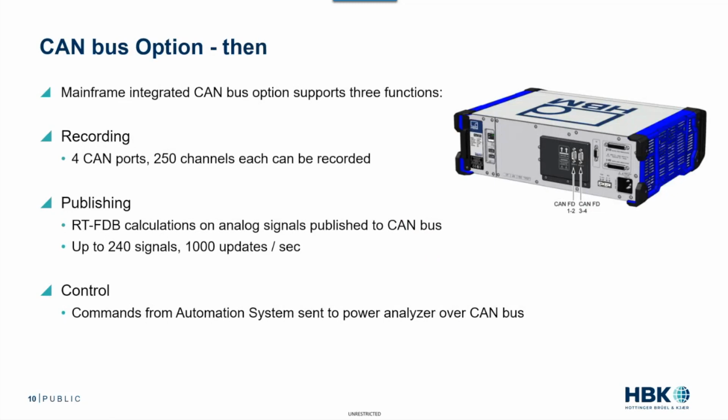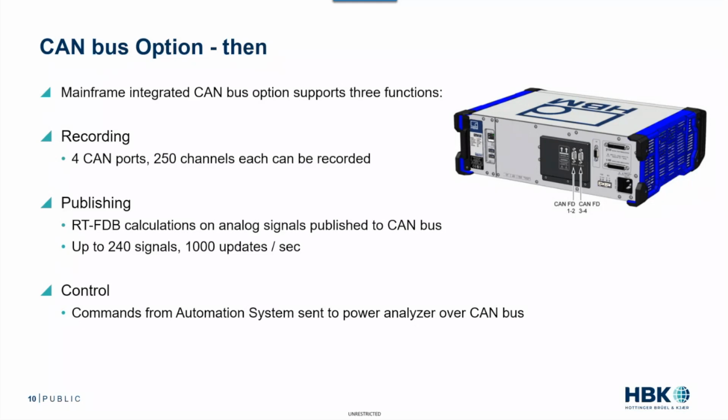On the CAN bus side, we have what we call the integrated CAN bus option for our tethered mainframes. And previously, that CAN bus supported 3 different features. So you could record CAN bus data. There are 4 CAN ports as part of the option. Each port can handle 250 channels that can be recorded and saved along with your analog data.